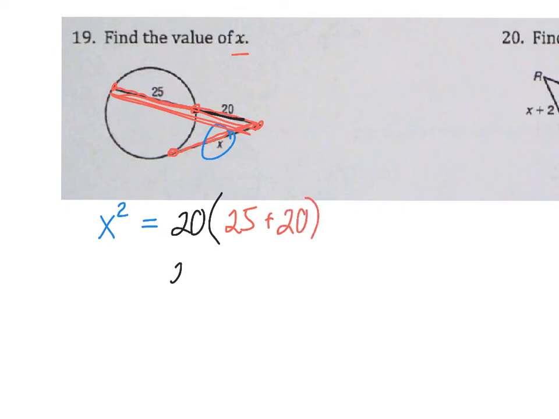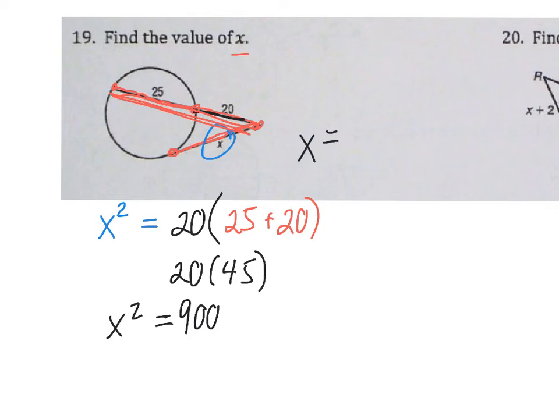So I'm going to end up with 20 times 45, which is going to give me 900. I still have x squared over here. I take the square root of that. X is going to equal 30.